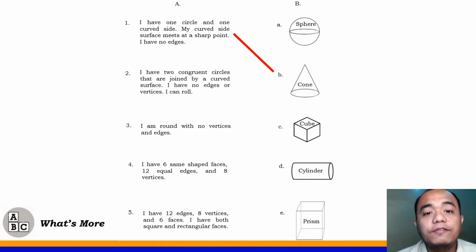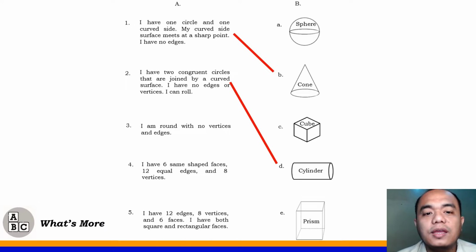Number 2, I have two congruent circles that are joined by a curved surface. I have no edges or vertices. I can roll. Yes, that's a cylinder. Next, I am round with no vertices and edges.